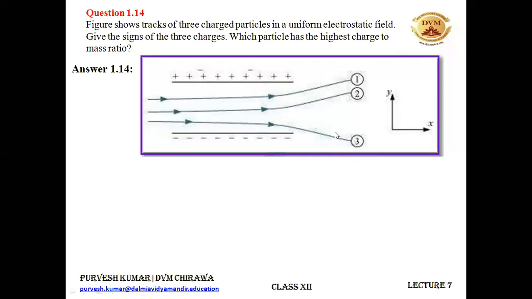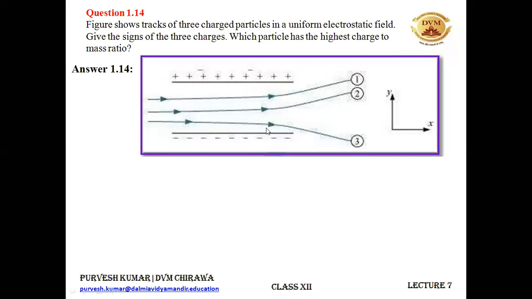Please mark this thing, that the more the charge, the more the deflection in the electric field. All right, because if a body is heavily charged, then naturally it will be deflected more, and the less the mass, the more the deflection. Why so? Because lighter particles tend to deflect more. Heavier particles will go along with their momentum, but the lighter particles will move towards the field. So the less the mass, the more the deflection.